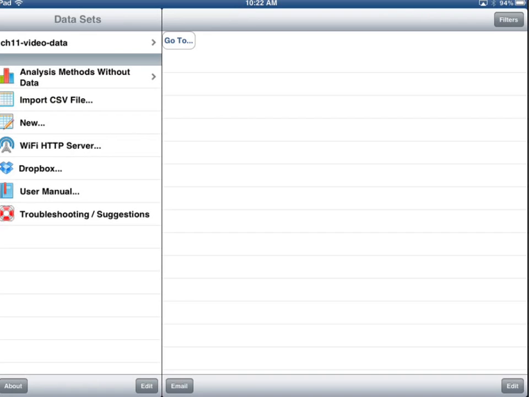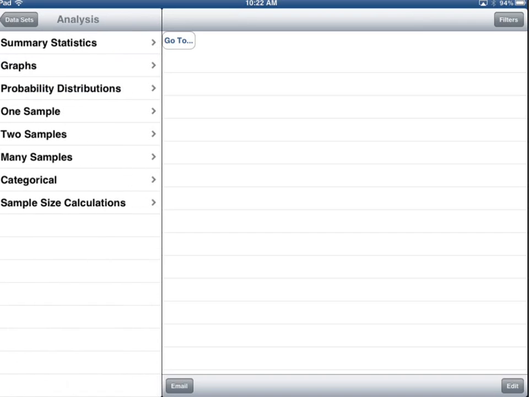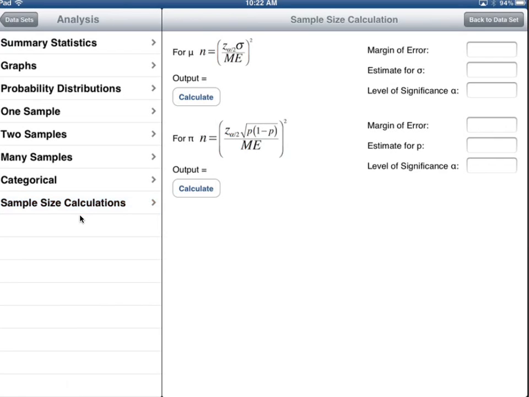So jump into TC Stats. I will select analysis methods without data. And then on the bottom here, you see sample size calculations. And you see the top one is for mu, when I'm dealing with the mean, and there's a basic formula. And here is when I'm dealing with the proportion, for pi.